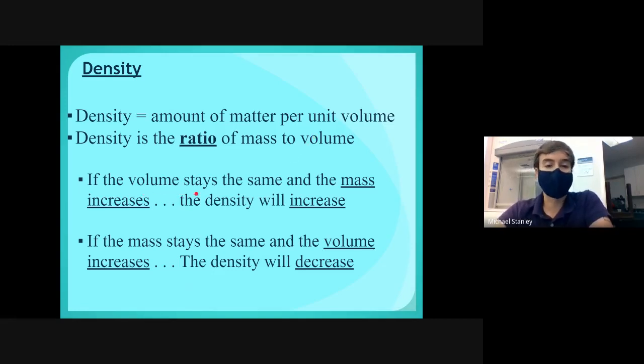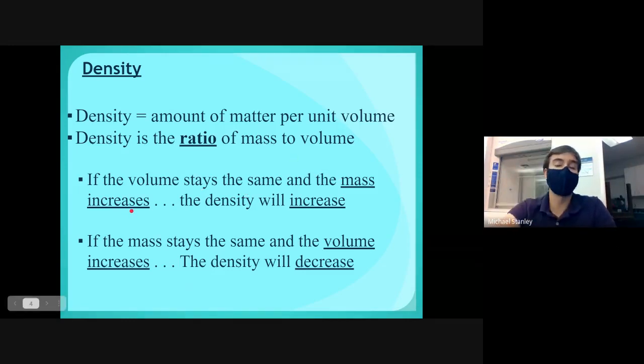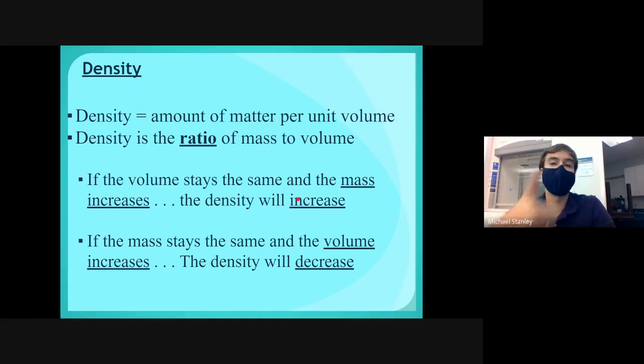if the volume stays the same, so say you have your plastic trash can, right? It's not getting bigger or smaller, it's the same size. But the mass increases, you put more and more trash in there. It gets heavier and heavier while it's the same size. The density will increase. You're making all that trash more compact. You're packing it really tightly in there. And so the density and the compactness is going up.